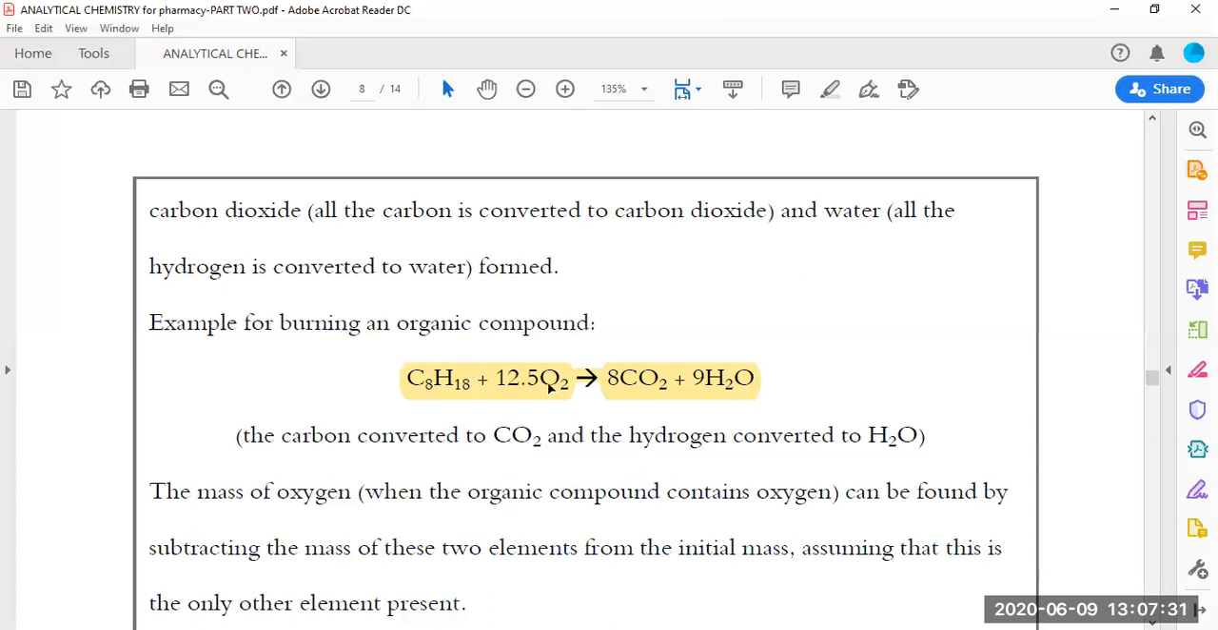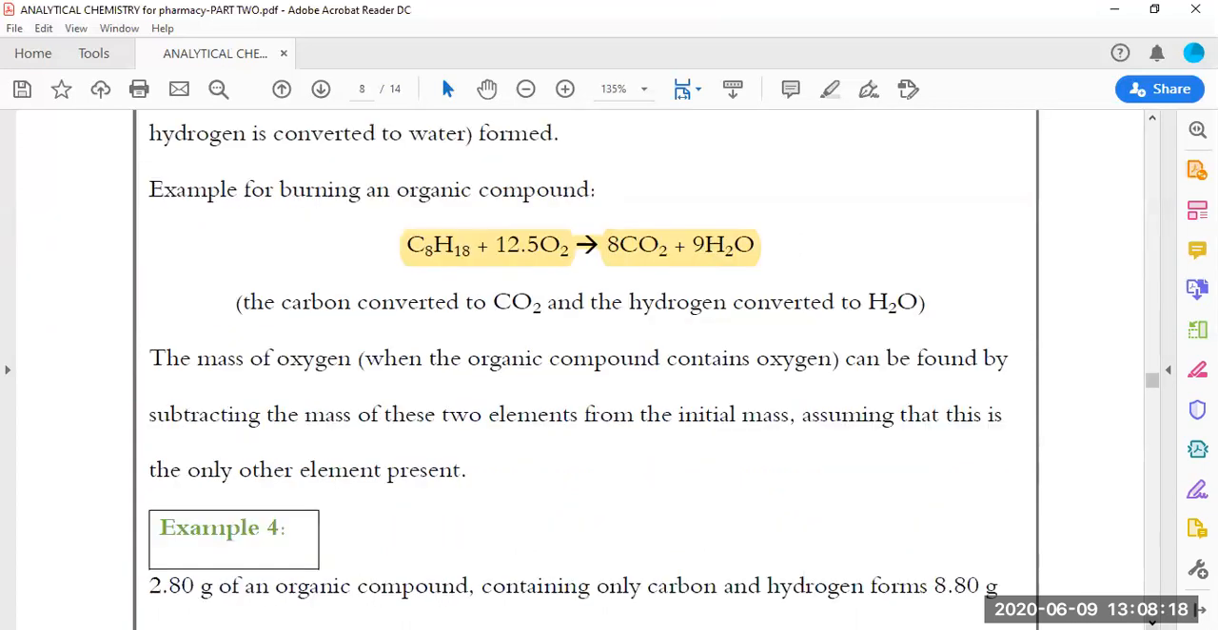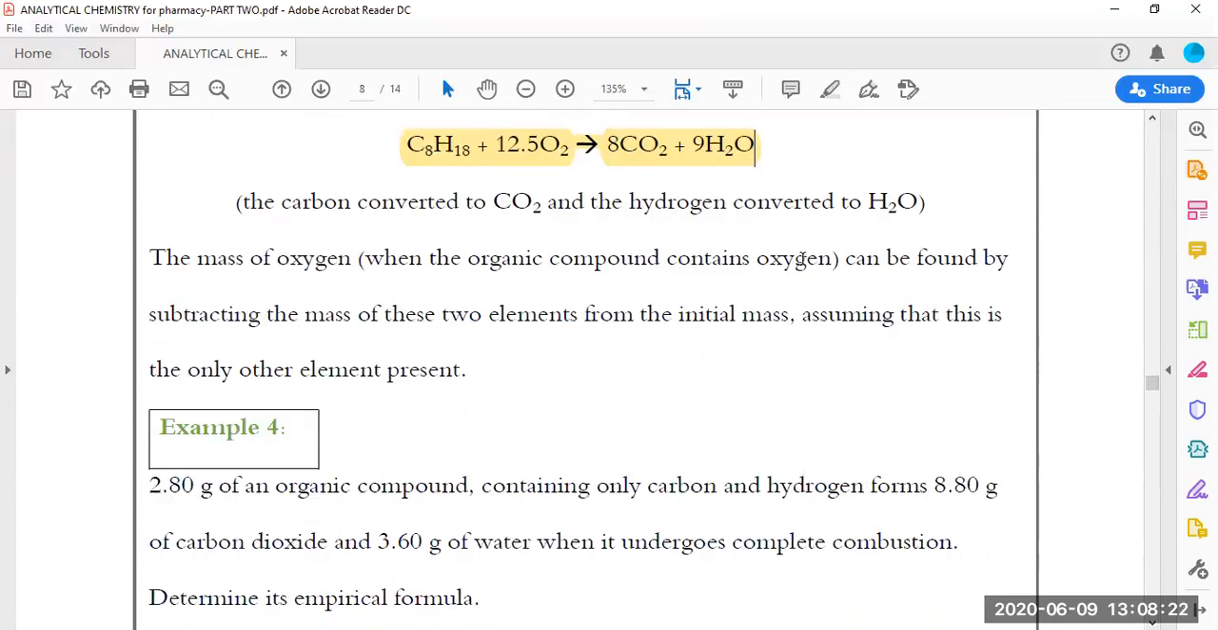When it burns, it reacts with oxygen and gives carbon dioxide. All the carbon changes to carbon dioxide and all the hydrogen changes to water. So of course, there must be sufficient oxygen to make sure that all the carbon is CO2 and all the hydrogen is H2O. Because if the oxygen is not in excess, we don't get all our CO2. We might get CO instead, carbon monoxide, or even sometimes just carbon without oxygen, which we call soot. That's why we said excess oxygen. The mass of oxygen, when the organic compound contains oxygen, can be found by subtracting the masses of these two elements from the initial mass, assuming that this is the only other element present.